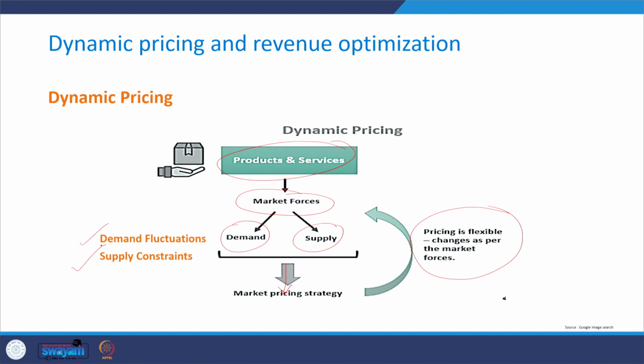Demand fluctuations. Changes in consumer demand for a service can occur due to various factors such as time of the day, day of the week, seasonality, special events, or economic conditions. Dynamic pricing strategies aim to capitalize on fluctuations in demand by adjusting prices accordingly. So, what kind of fluctuations can happen in terms of demand? There can be high demand or there can be low demand.